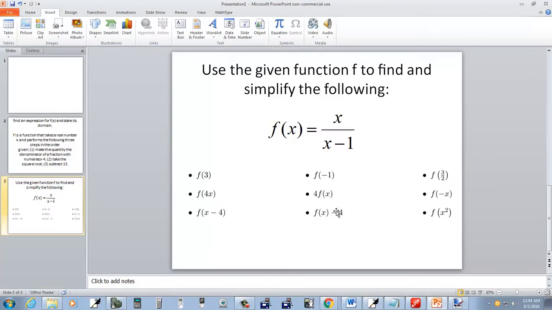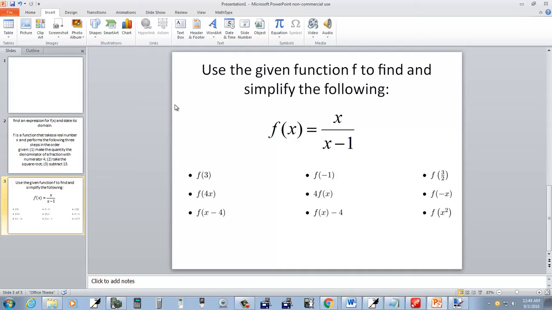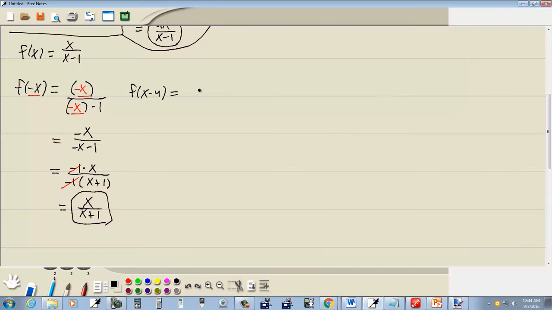Next one is f of x minus 4. Yes. Okay. So it's always the same. Evaluating a function, you go to the original function, you put parentheses in everywhere you have an x. Now whatever's inside the parentheses right here is automatically what you put in here and here. So I'm going to put an x minus 4 there, and I'll put an x minus 4 there. So I'm going to end up with x minus 4 over negative 4, negative 1 gives us x minus 5.